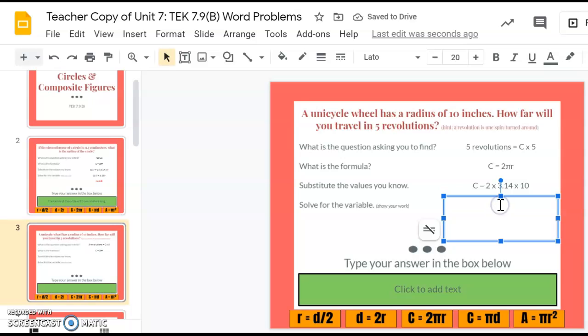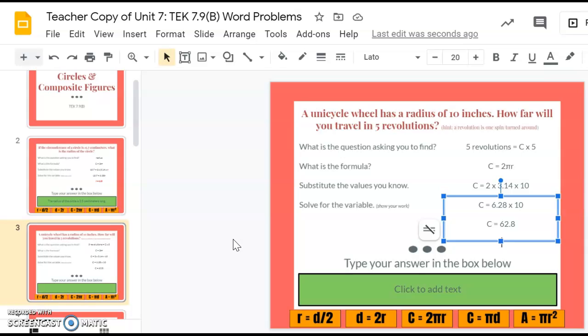We need to show our work. So we have C equals 2 times 3.14 is 6.28 times 10. Then I have C equals 6.28 times 10 is 62.8. Now I'm not done completely because I need to multiply that by 5 because they want to know not just the wheel itself.